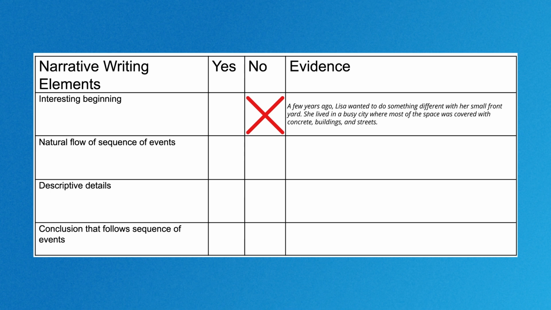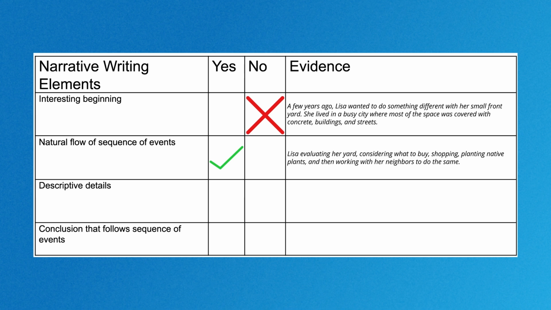Is there a natural flow of sequence of events? Well, it starts with Lisa evaluating her yard, considering what to buy, shopping, planting native plants, and then working with her neighbors to do the same. I'd say yes to this.